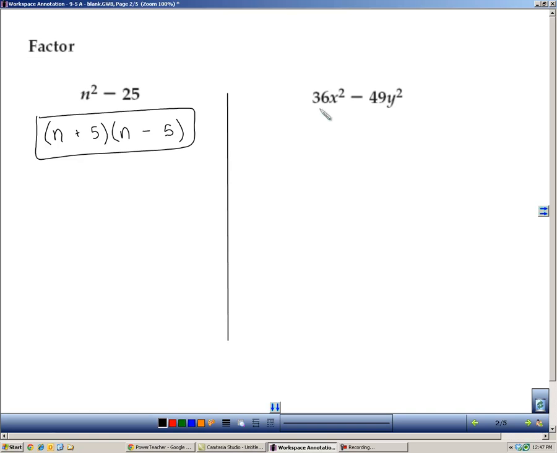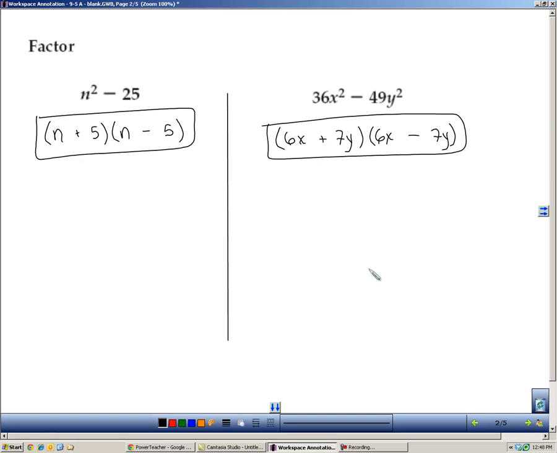Let's go to this one. Is it a difference of squares? Sure it is. 36 is a perfect square, and so are x squared, 49, and y squared. What gives us 36? 6 and 6. What squared gives you x squared? x and x. 49y squared comes from a 7y times a 7y. One of them is a plus and the other is a minus.